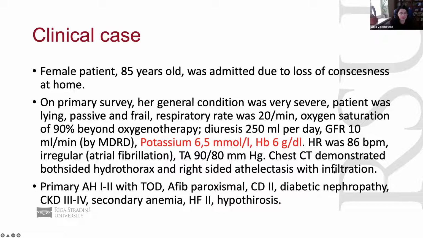From past history, from previous records, information about arterial hypertension of first, second degree with target organ damage, paroxysmal AFib, diabetes type 2, insulin independent, diabetic nephropathy, chronic kidney disease 3-4. Also from past history: secondary anemia, heart failure of second functional class, and hypothyroidism. So these were the previous records.